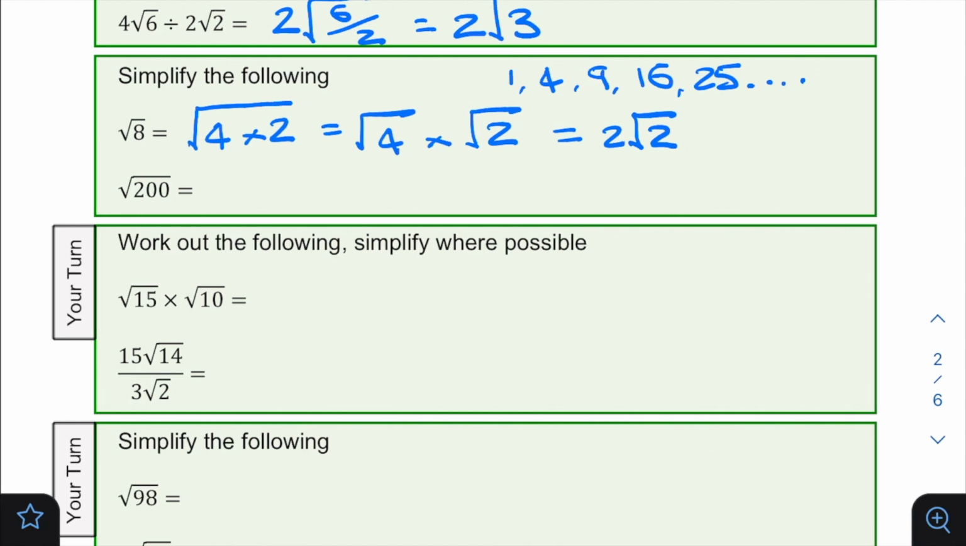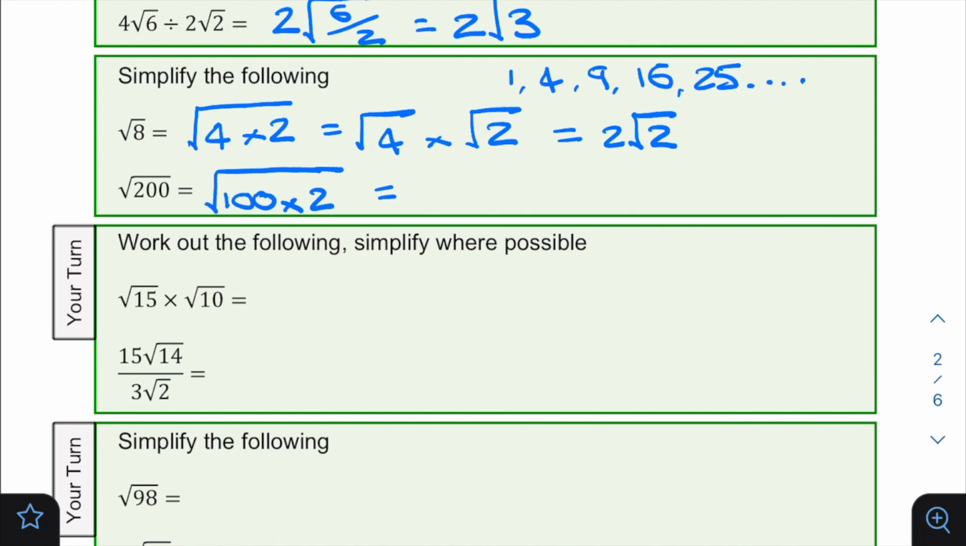Exactly the same idea on the next one. We want to try and think of what the biggest square number that goes into 200 is. There's quite a few square numbers that go into that. I can think of 4 that does, I can think of 25 that does, but the biggest square number is actually 100. So first step, write a square number that is a factor of the original, and then think, right, what do I need to times that by to get the original number? Well, obviously 100 times by 2 is going to give you that 200.